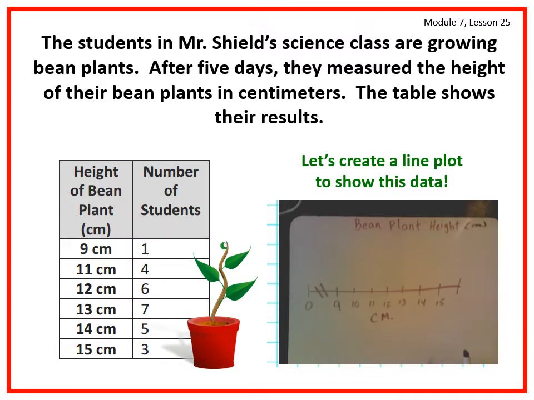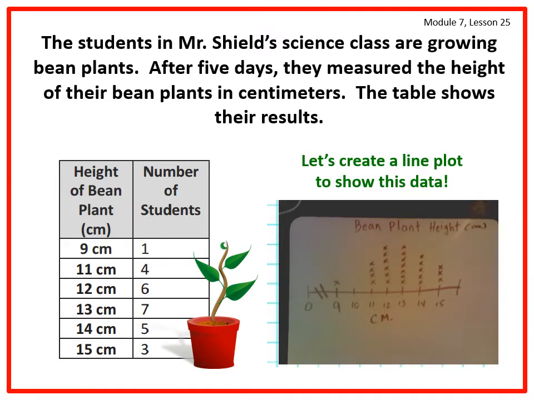So if you want, you can pause the video, go ahead and draw the X's. So remember, for 9 centimeters, there's only one student. So you put 1X. Remember that? So you can pause the video, put the number of students with your X's on your number line, and come back. I'm going to do the same thing. See you soon.